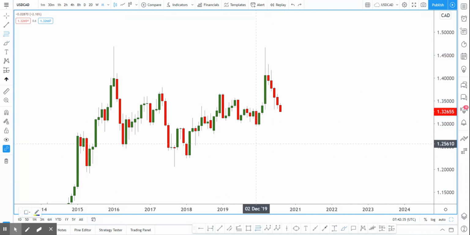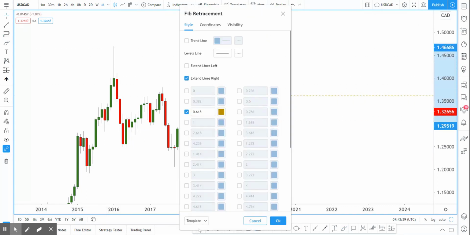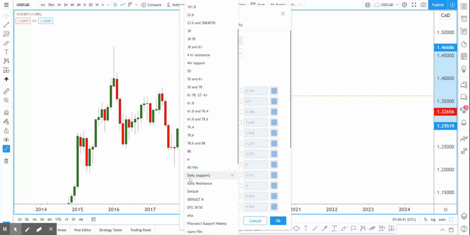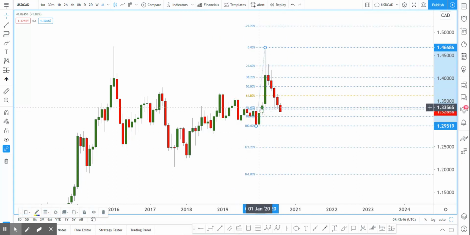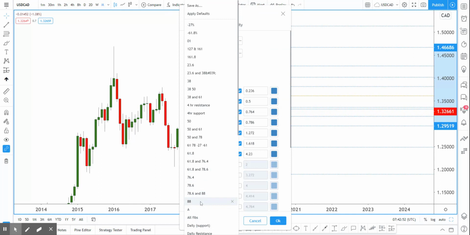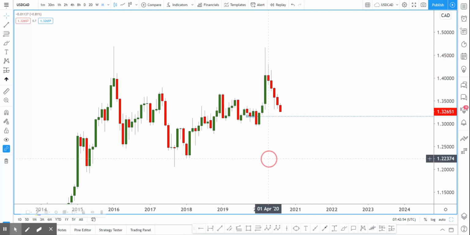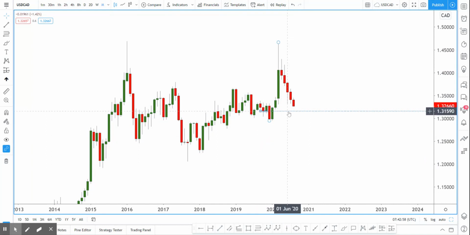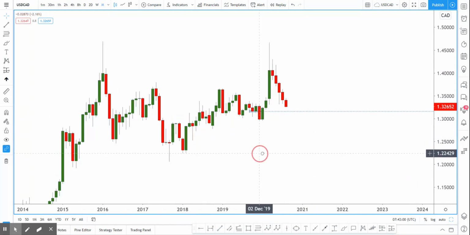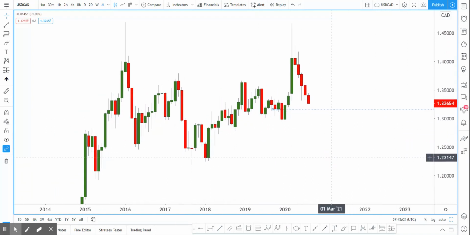So we can first take a retracement of the swing low to the swing high, all Fibonacci ratios. We see that price has already surpassed the 78.6 level and is coming close to the 88. So I'm just going to highlight the 88 retracement level. Now this 88 retracement level is also in line with two trend lines.